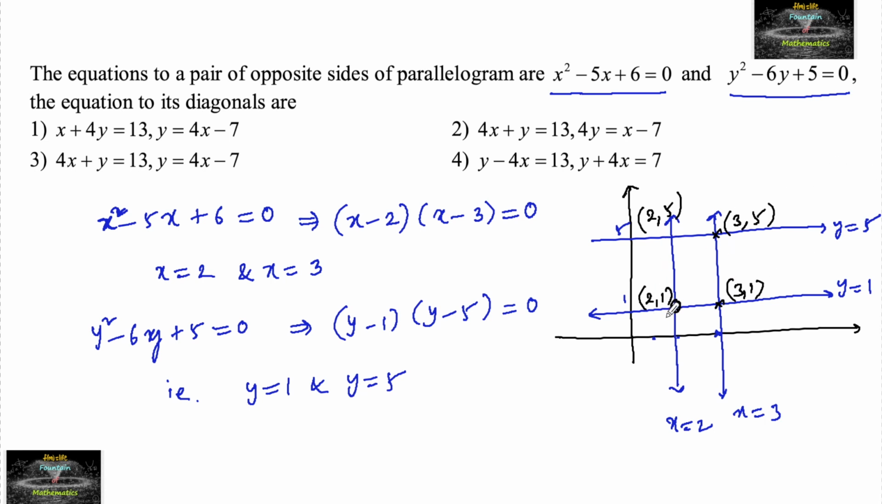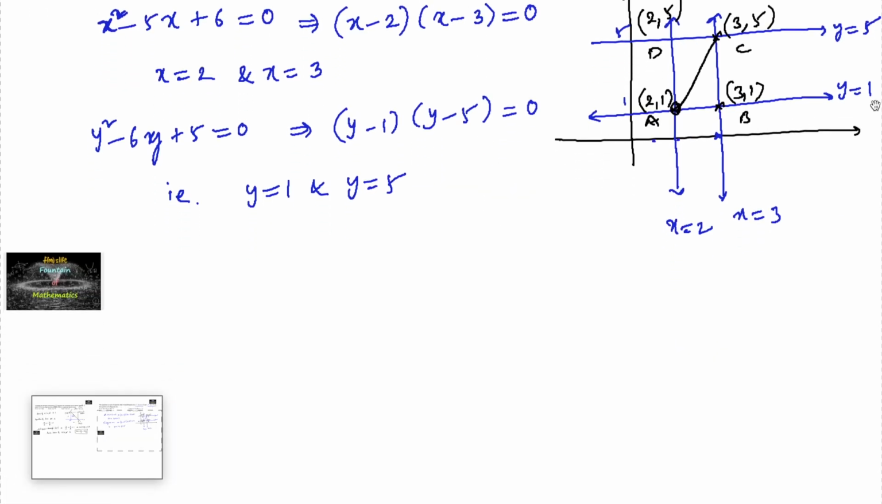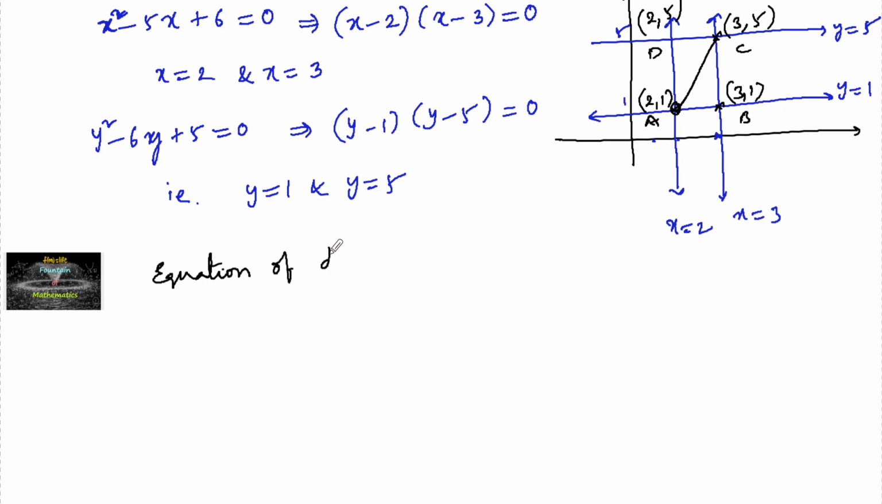Suppose A, B, C and D are the vertices of the parallelogram. AC is one of the diagonals. We can find the equation of AC by taking the two-point form. Equation of diagonal AC is: y minus y1 upon x minus x1 is equal to y2 minus y1 by x2 minus x1.